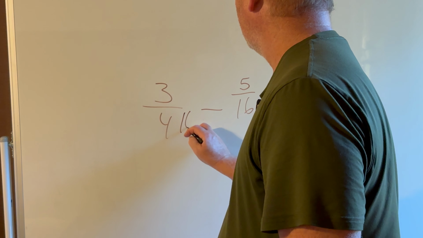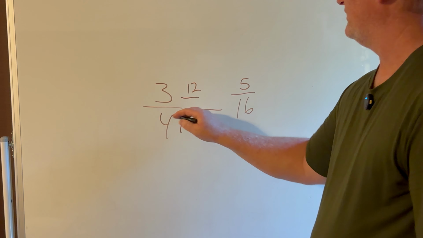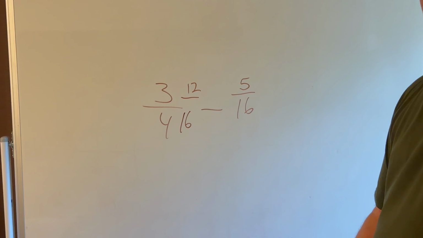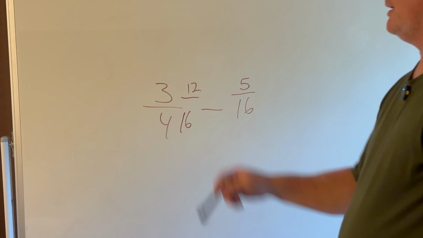So we get 16. Now we have 12 up here because we times the bottom. What you do to the bottom, you got to do to the top, right? Remember that from school? What you do to the bottom, you do to the top.